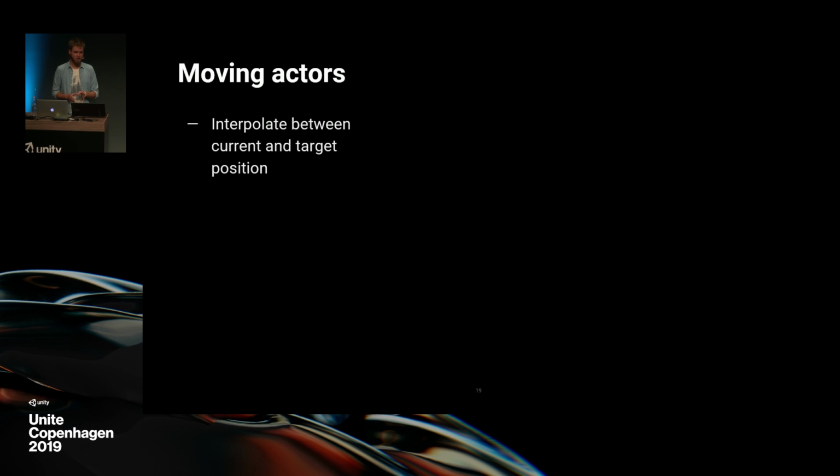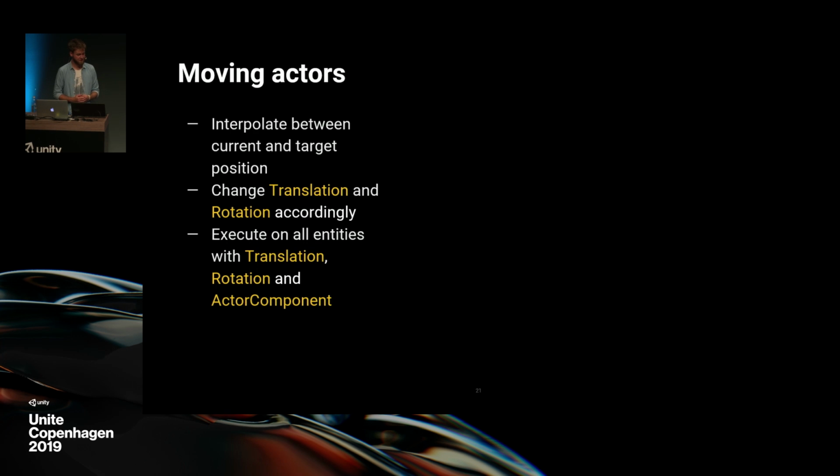When we have our actors now, what we want to do is move them around. To do this, we have the current and the target position, and we basically want to interpolate between those two. In ECS speak, this means we have the translation and the rotation, which are the ECS components that form what was formerly a transform, and we want to change it. And we want to do it on all entities that have a translation, rotation, and actor component, because those are the three components that we actually need to perform this logic.